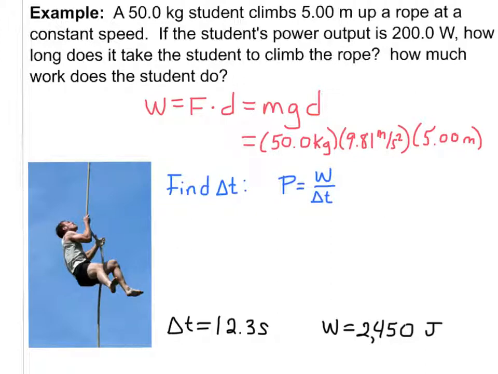In order to find how long it takes the student to do this, I'll use my power equation. Power equals work divided by time. I can plug in the value that I found for work, and I know the power is 200.0 watts, so I can plug that into the equation, and I can solve for my delta T.